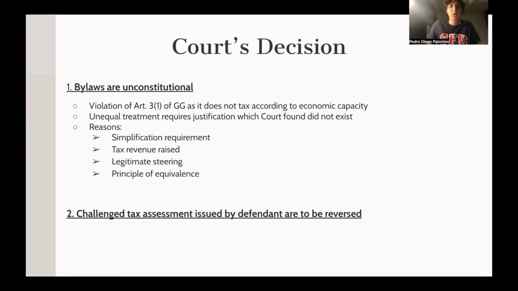So in conclusion, the court's decision was that the bylaws were not constitutional. They were a violation of Article 3, Section 1 of the Basic Law, as the tax did not tax according to economic capacity. And this unequal treatment required a justification which the court found did not exist to the level that was required. So the reasons of simplification requirement, the tax revenue raised, the legitimate steering, and the principle of equivalence were not significant enough to warrant the unequal treatment. Furthermore, the court also established that the challenged tax assessment issued by the defendant to the claimant was to be reversed.